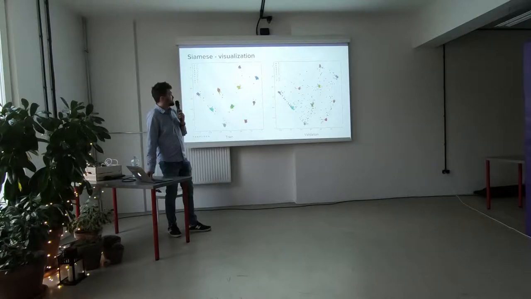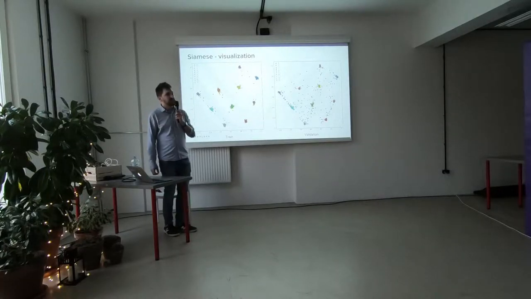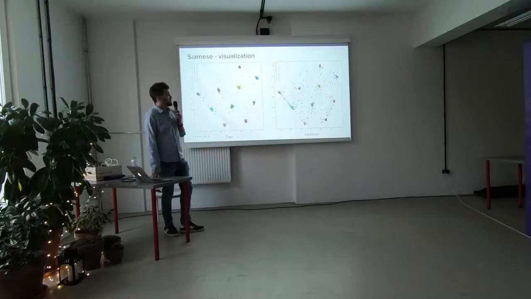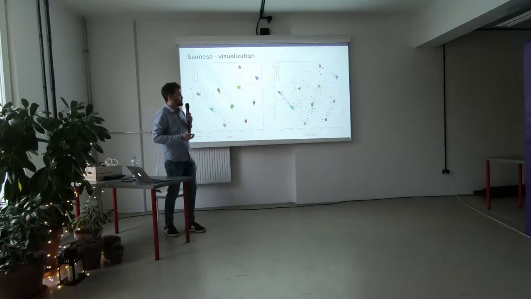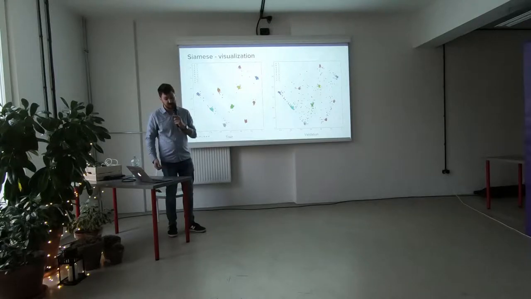And this is what you can get if we train the Siamese network on the MNIST dataset this way. On the left we have these embeddings visualized for the training set, on the right for the validation set. As you can see, we basically got what we want. The embeddings of different digits are separated by some margin, and embeddings of the same digit are very close together. It's not as good on the validation dataset, so perhaps some more regularization might be needed.